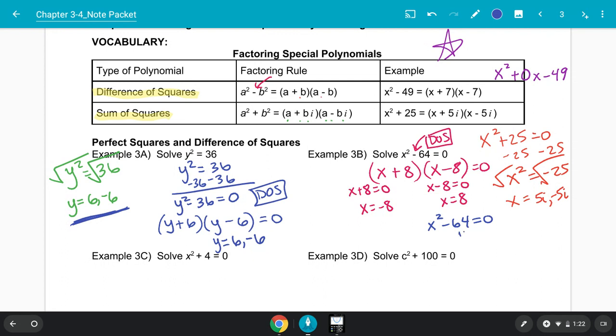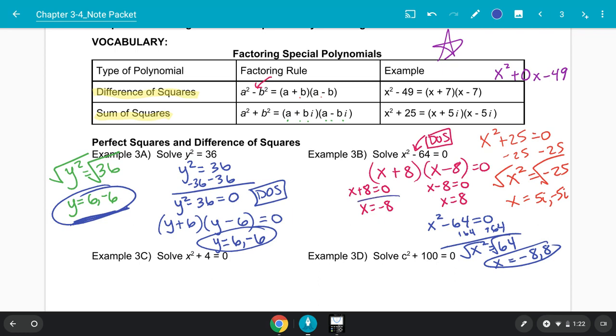So I would add 64 on both sides, and then square root. Just make sure you know how to recognize the difference of two squares and how to use it. But in any case, you'll get the same solution no matter how you do it.